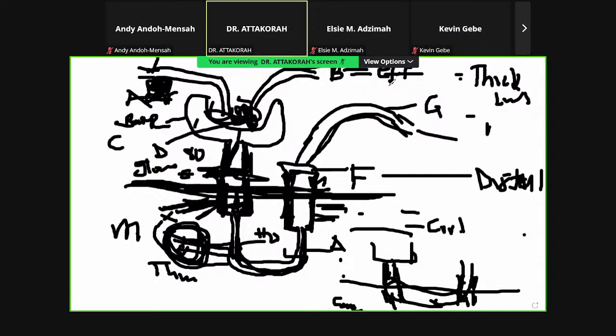Mm-hmm. Any other? So you are saying that the thick will change to be thin. Any other? Sir, please, probably because the loop of Henle cannot absorb nutrients and concentrate urine in the medulla. Loop of Henle, yeah, it won't be able to absorb nutrients and concentrate urine in the medulla. The loop of Henle does not absorb nutrients.